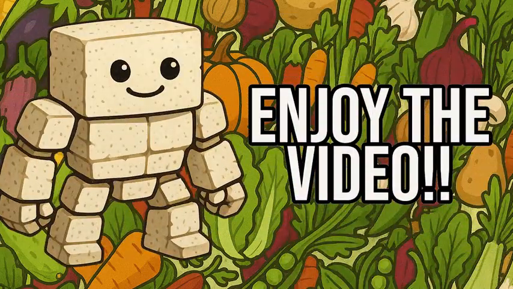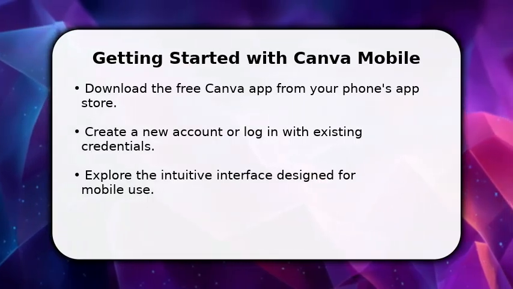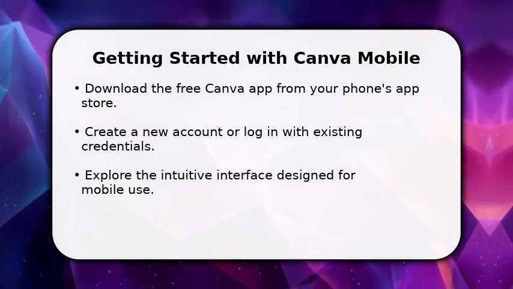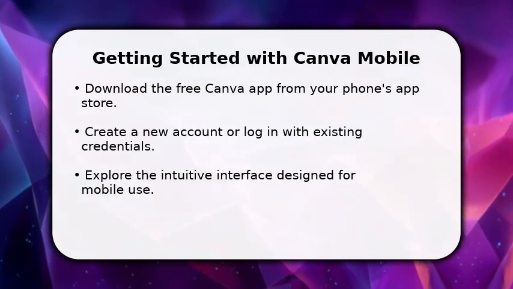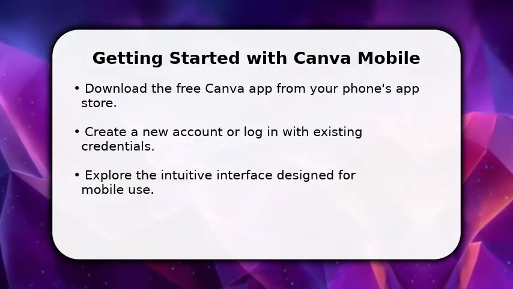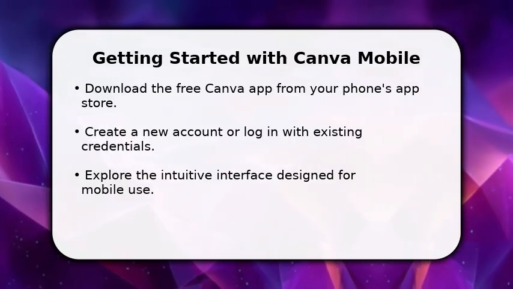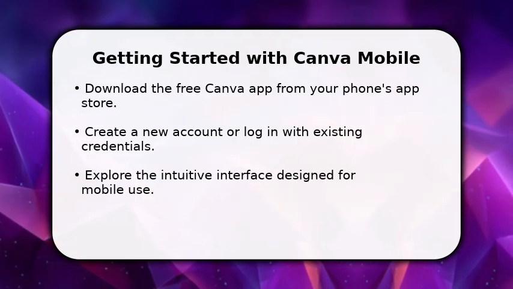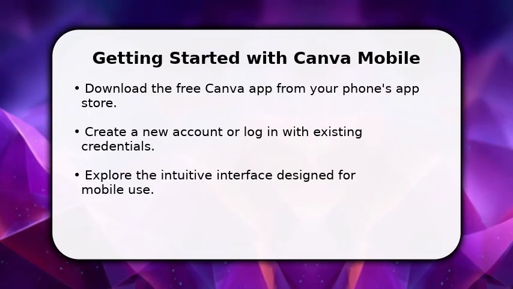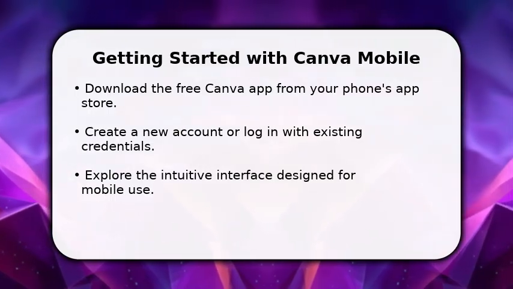Please enjoy the video. In this video, I will explain how to make Canva designs on your cell phone. First, head over to your phone's App Store, whether it's the Apple App Store or Google Play, and download the free Canva application. Once installed, open it up and either create a new account using your email or social media, or simply log in if you already have one. The mobile interface is super user-friendly, making design accessible right from your fingertips.